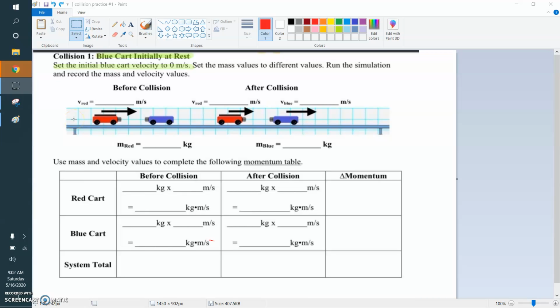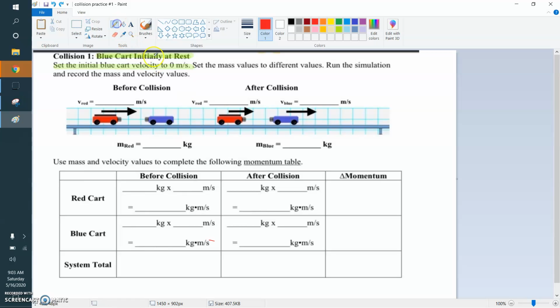Okay, so today we're going to do some virtual collisions. This is a picture of the table that we're going to fill in for our masses, our velocities, and our momentums for both the red car and the blue car. As you can see, there's before collision and after collision. There probably should be a line drawn down the page roughly right.